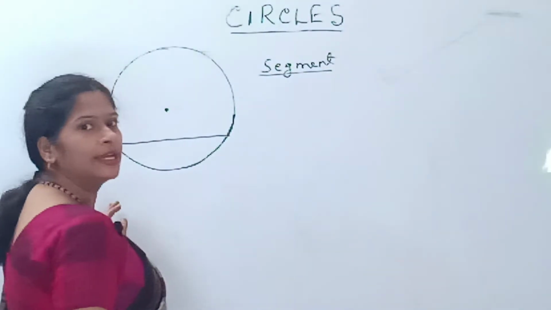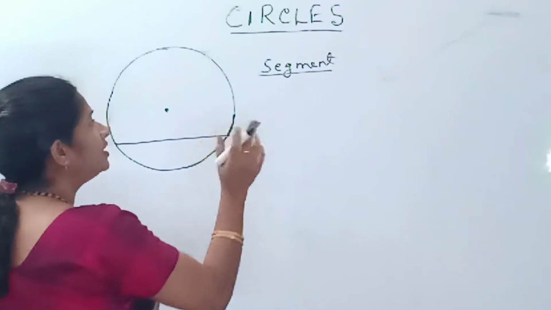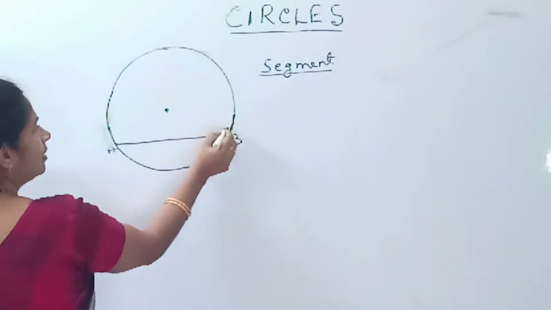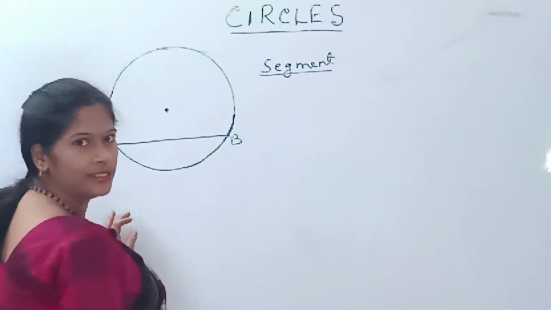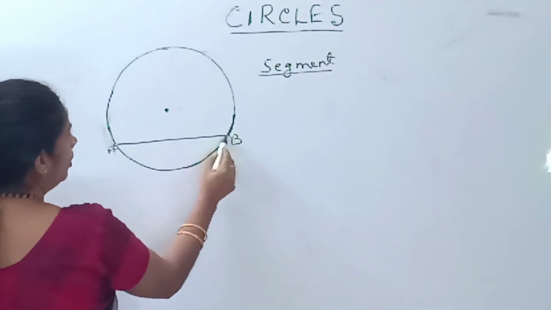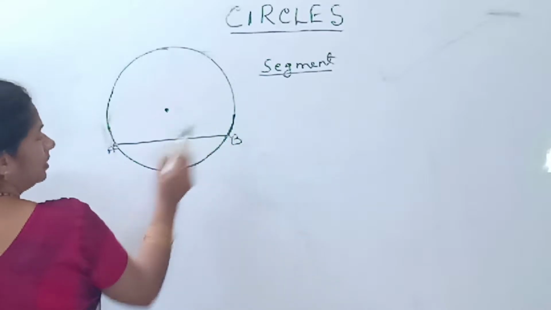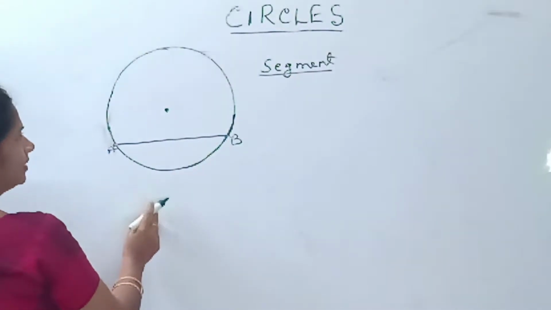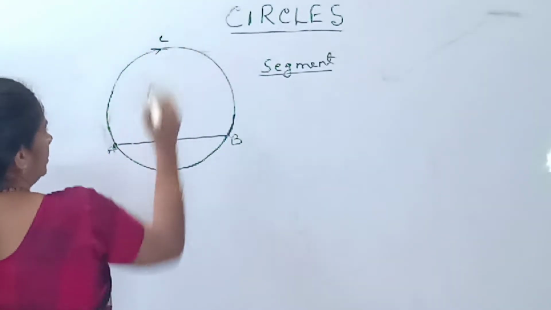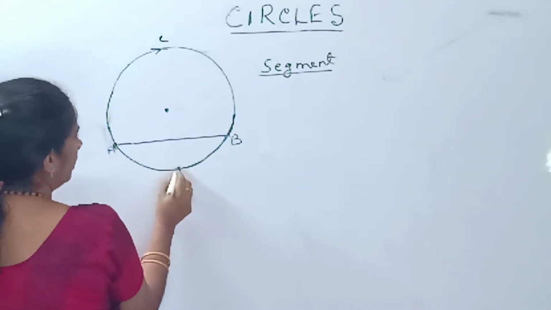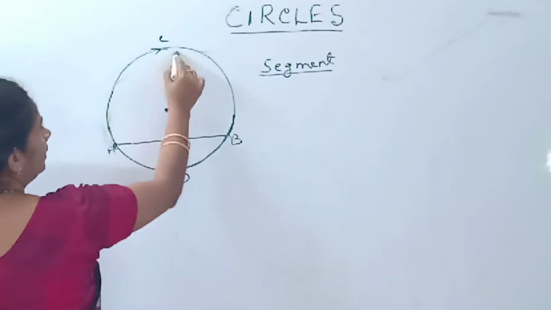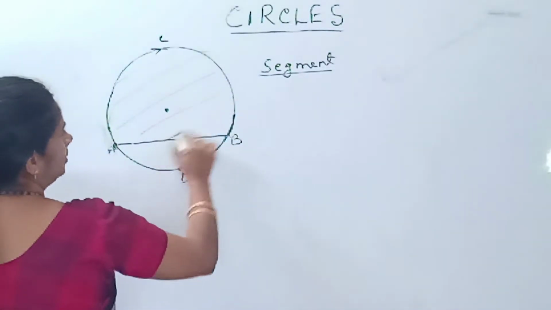So what do you mean by segment of a circle? A region bounded by a chord and an arc is called a segment of a circle. So let me call this bigger arc as ACB and the smaller arc as ABD. So now here we are getting two regions, isn't it?